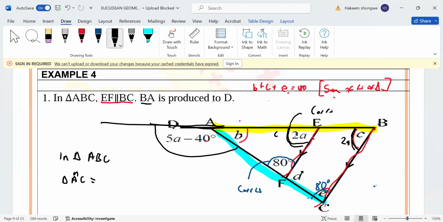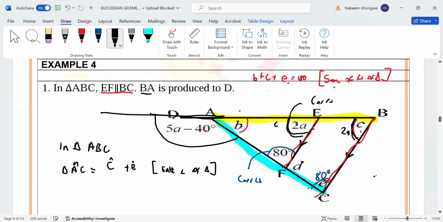This is an exterior angle. What does the theorem say about an exterior angle? It says it's going to be equal to the sum of the opposite interior angles. What are the opposite interior angles then? It's C and E. And then why are we saying this? We are saying this because we have an exterior angle. This is an exterior angle of the triangle. This is our notes. We haven't started working. These are just our notes.